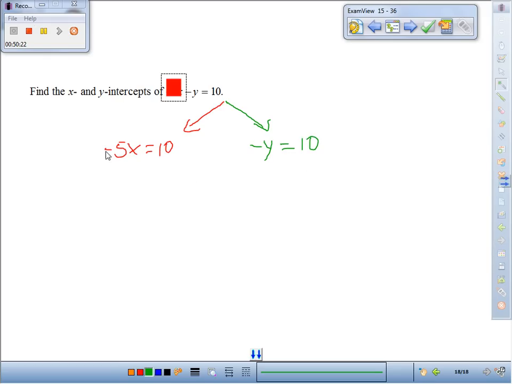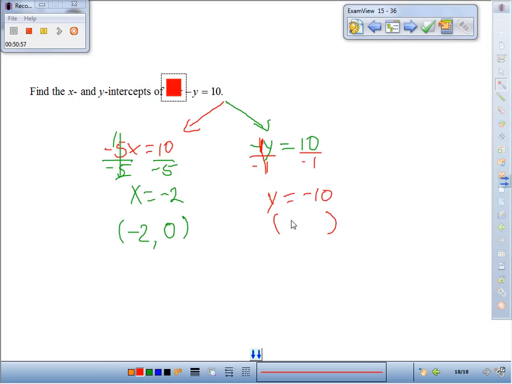Now we solve each equation. So what do we do here? Divide by negative 5, divide by negative 5. X equals negative 2. That's my x-intercept. If you write it as a coordinate, what's my coordinate? Negative 2, 0. Are we there? Look at this one. What's the coefficient of y? Negative 1. So therefore we need to divide by negative 1. Y equals negative 10. So my coordinate is 0, negative 10. And those are my intercepts.